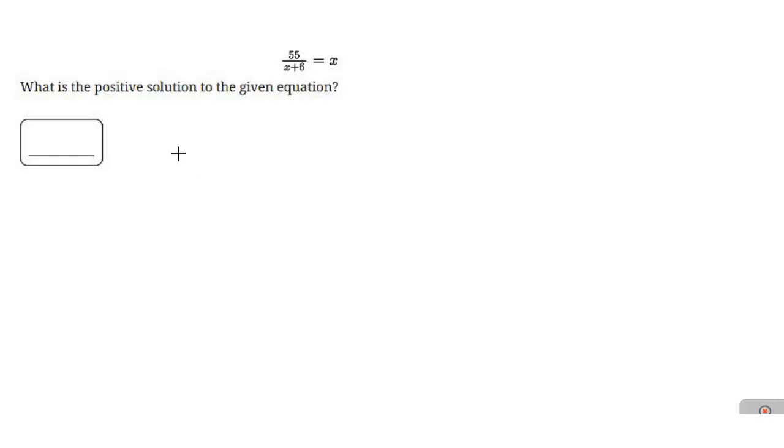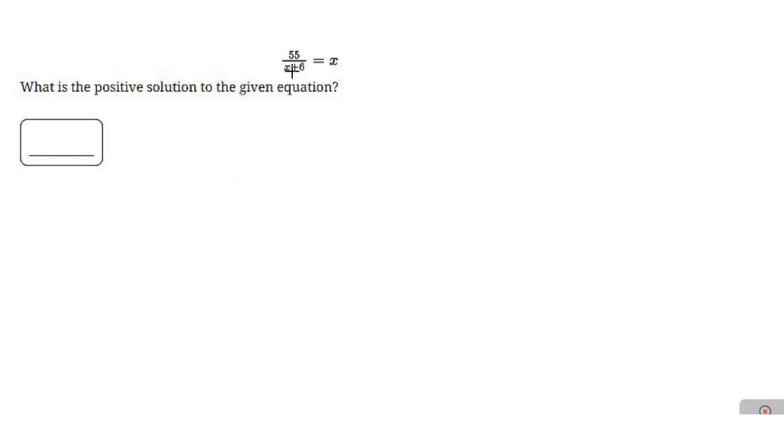Alright, in this video, I'm going to be solving one of the SAT practice questions. This particular question is more like a fill in the gap question. Now, this question says, what is the positive solution to the given equation? So we have an equation like this.